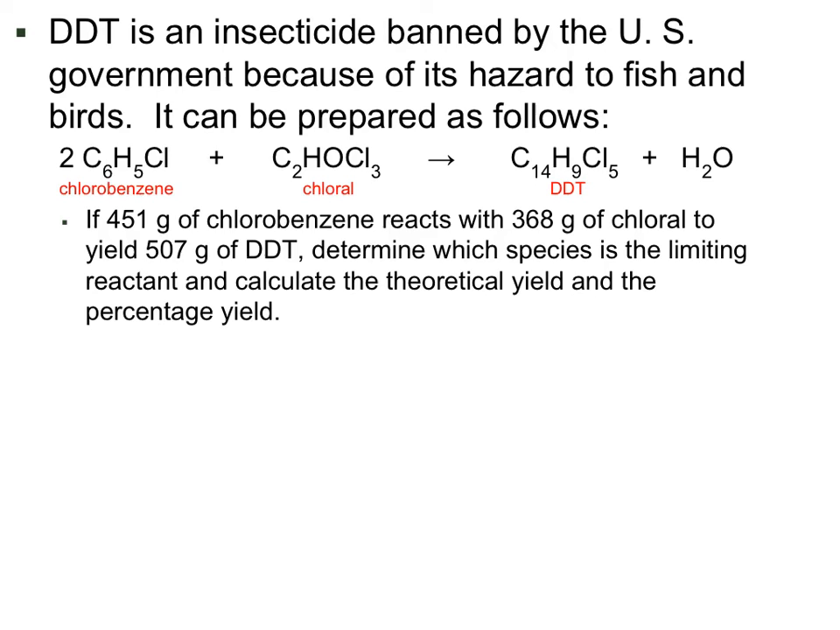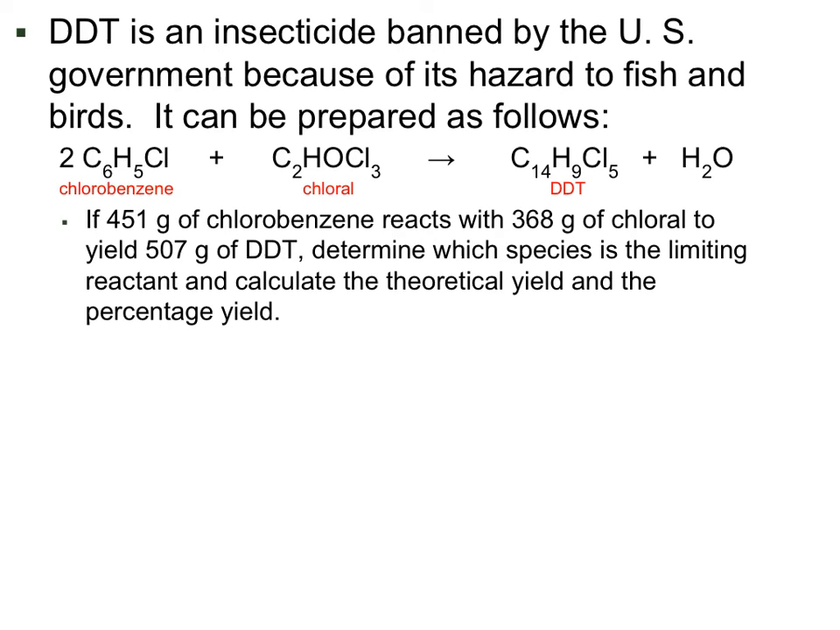Let's look at a final example. Here, we're going to look at the reaction that forms the chemical known as DDT. DDT is an insecticide which was banned by the US government long ago because of the hazard that it poses to fish and birds. We can look at its preparation though, and we see the chemical formula as follows below.